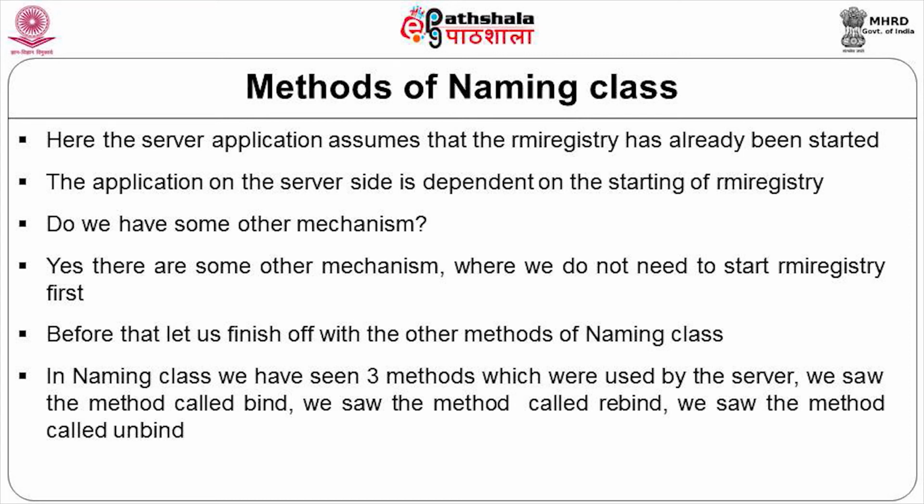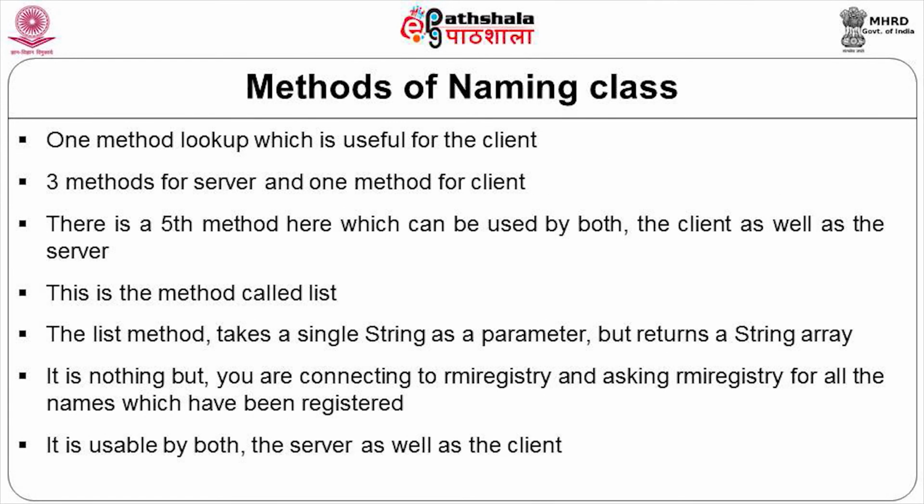When we were looking at the methods in naming, we saw 3 methods which were used by server. We saw the method called bind, we saw the method called rebind, we saw the method called unbind. 3 methods for server, 1 method lookup, which is useful for the client. There is a 5th method here which can be used by both the client as well as the server. This is a method called list. The list method takes a single string as a parameter but returns a string array.